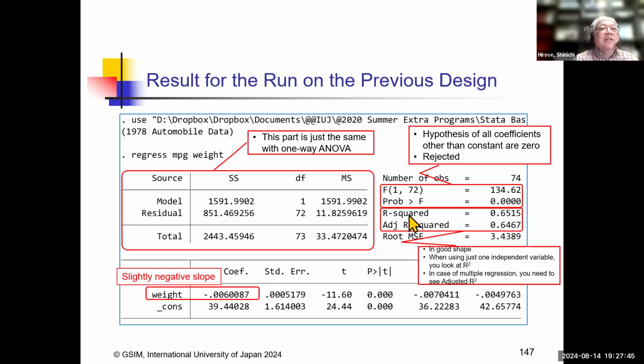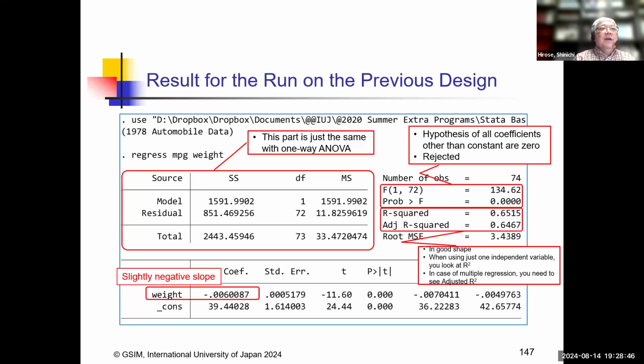And we'll talk about the adjusted R squared in case of multiple regression. In case of the simple regression, with one independent variable, adjusted R squared does not have a lot of meaning. And if you see the coefficient, weight has a slightly negative slope. Probably you know, regression has the slope and the constant. And in this case, since weight has the negative number, the slope is downward.